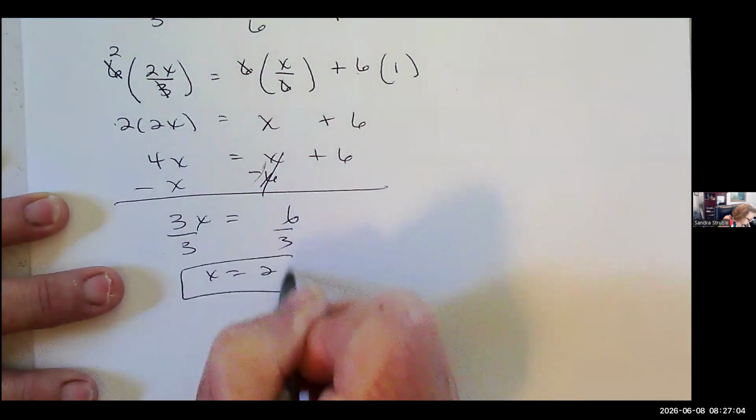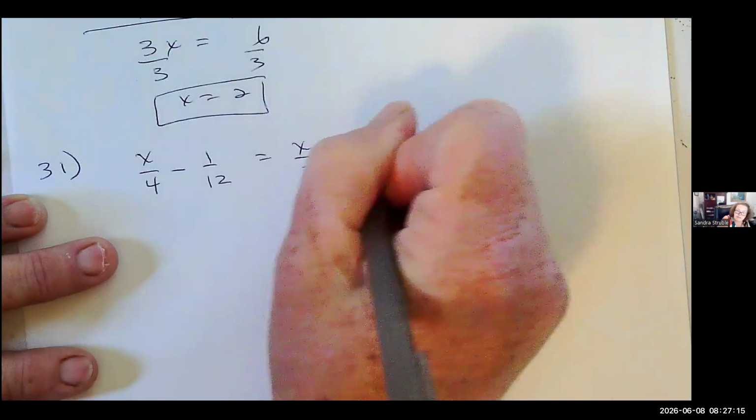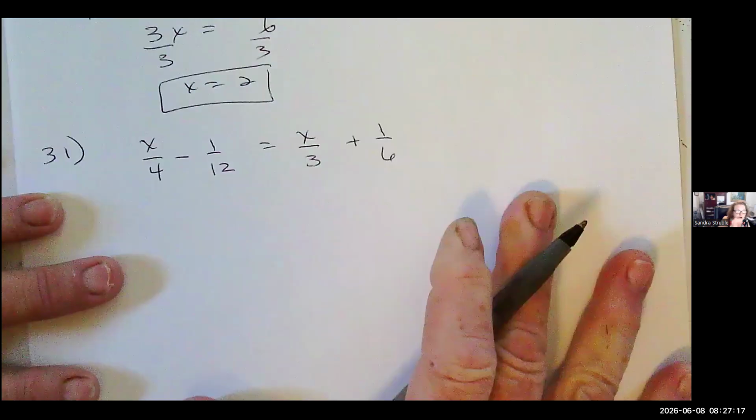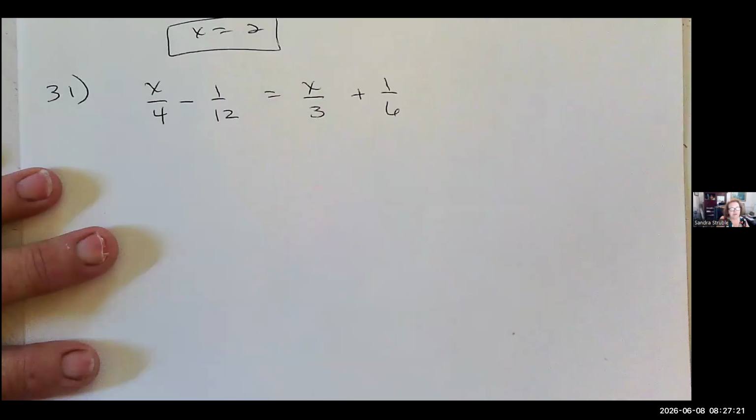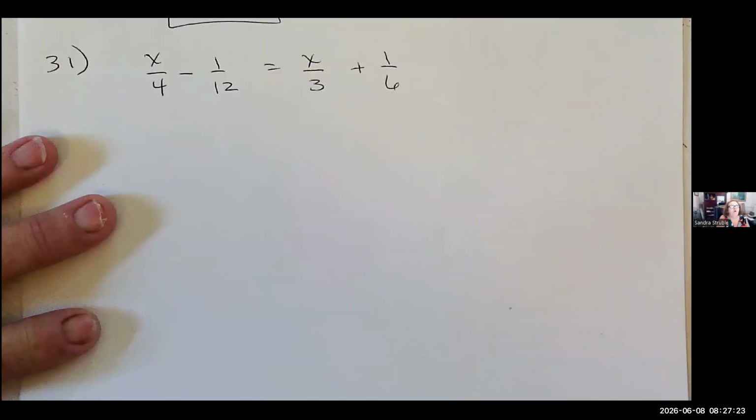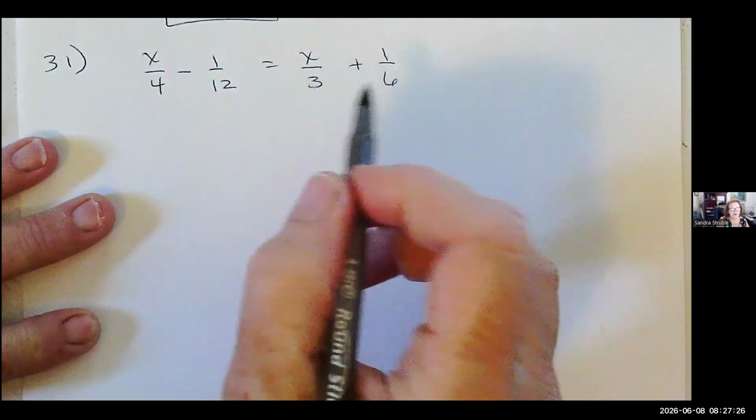31. x over 4 minus 1 over 12 equals x over 3 plus 1 over 6. What is the common denominator? What number do they all go into? What is the smallest number they all go into evenly? Do not multiply 4 times 12 times 3 times 6. That's so wrong. Don't do that.